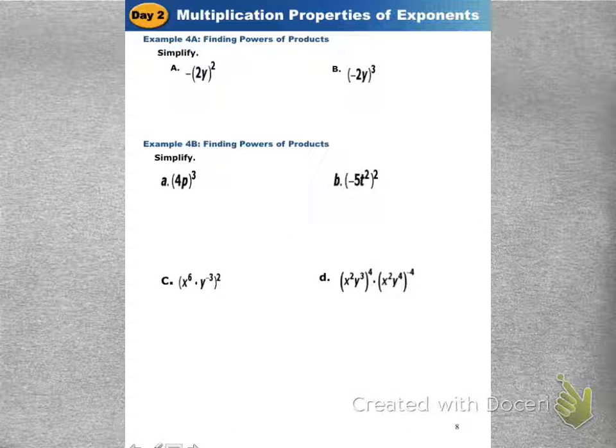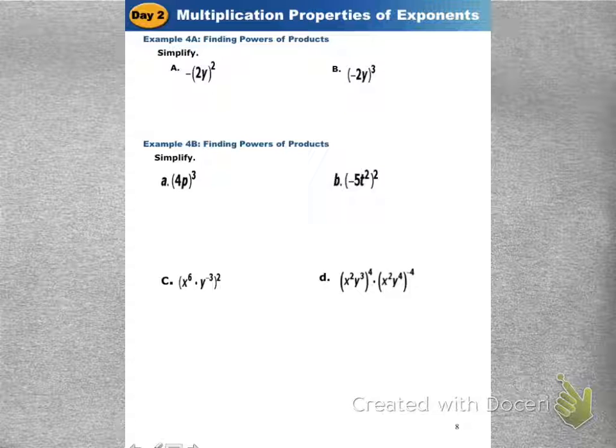Okay, so flip the page and let's take a look at example 4a. One thing we want to always be careful about is negatives and parentheses and exponents. Anytime those come together, there can be some things that are tricky. And so I'd like to take a look at these two examples with you.